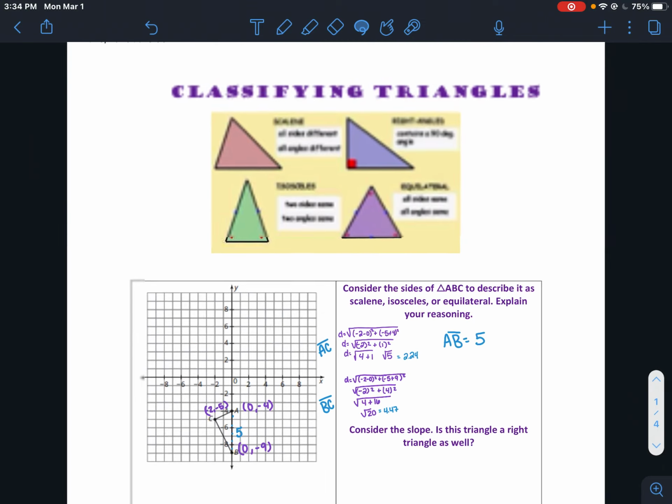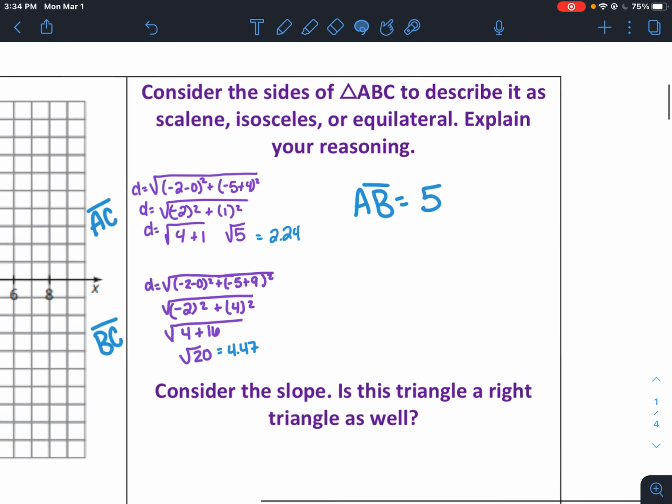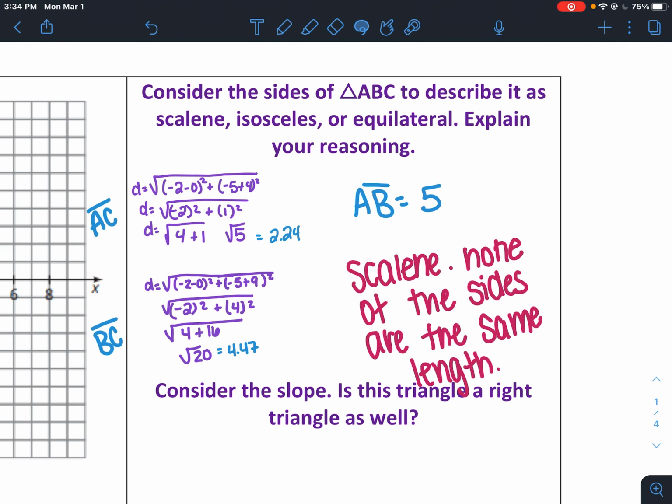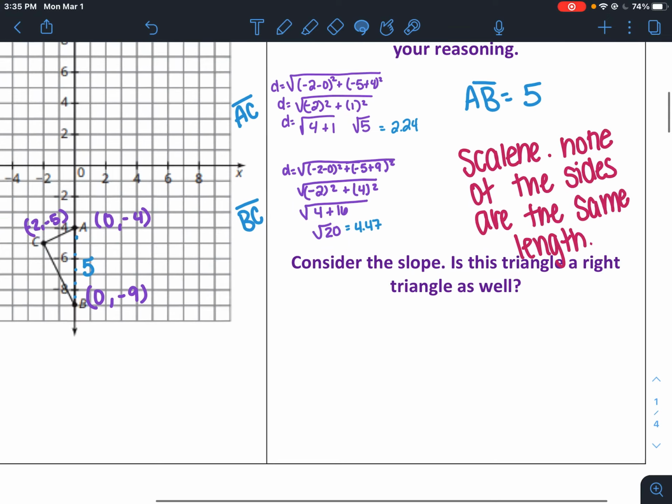If you don't remember what that kind of triangle is, scalene, isosceles, or equilateral, go back and look at the notes there. Since all the side lengths are different measurements, this triangle will be classified as scalene. None of the sides are the same length. Now we're going to consider the slopes. Is this a right triangle as well?